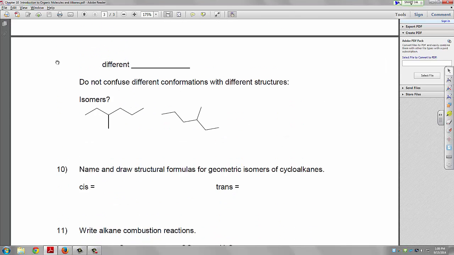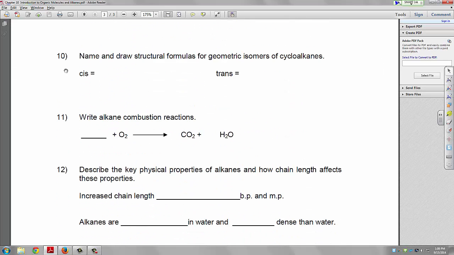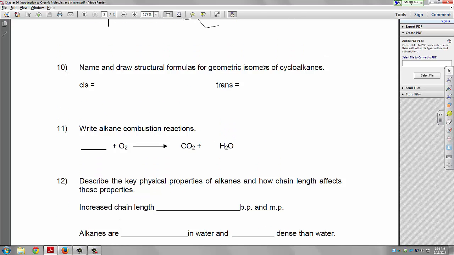Another type of isomer, well, actually, let me go back. The isomers we've been talking about before, they come in 2 main classes. They have what we call constitutional isomers, and then stereo or geometric isomers. So stereoisomers, sometimes these are also called geometric isomers, or simply cis-trans isomers.